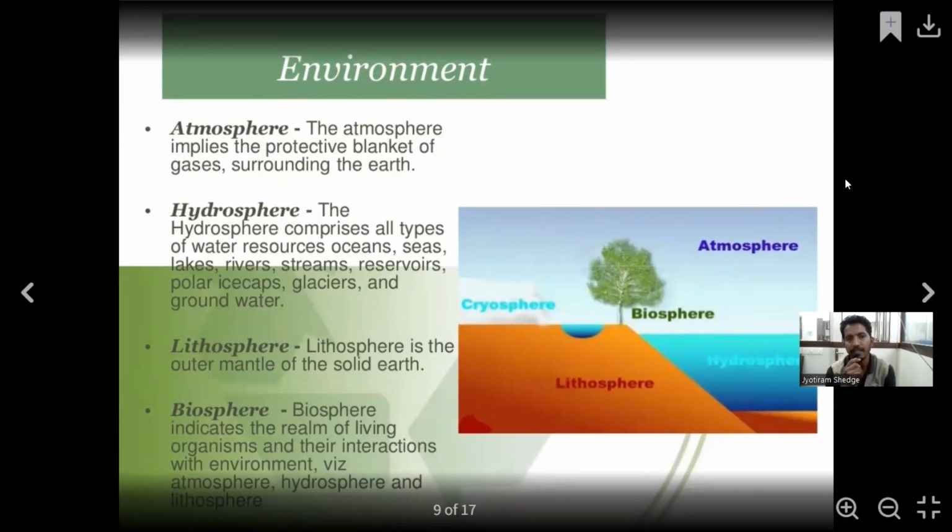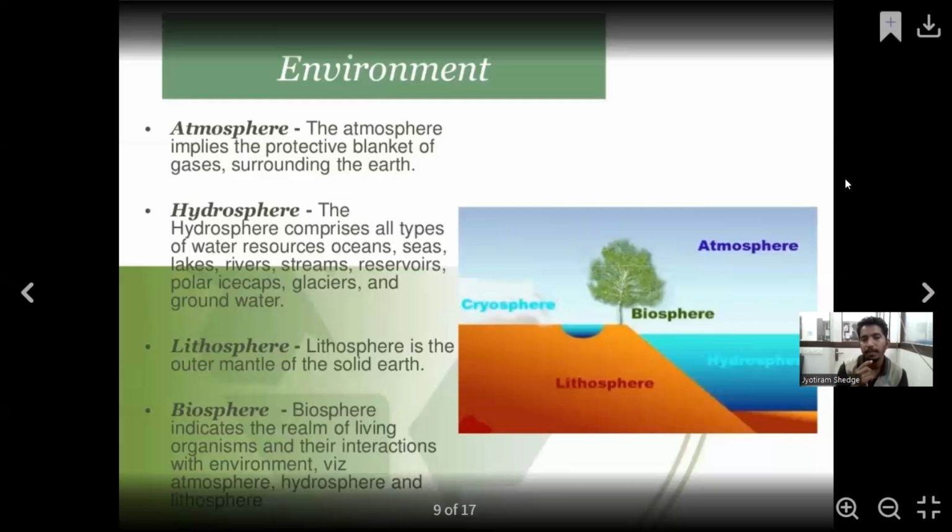In the atmosphere we study about the gaseous envelope around our Earth. This is called the atmosphere. Various gases surround our Earth, like hydrogen, carbon dioxide, nitrogen dioxide. In the hydrosphere, we study about the water resources. The water resources are of two types: the freshwater resources and the marine water resources. In marine water resources we already discussed at some point oceans, seas, lakes, rivers, streams, reservoirs. So these are the various resources in the hydrosphere.